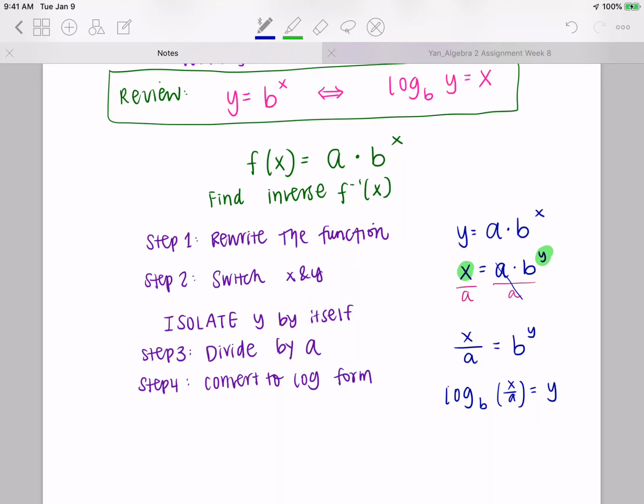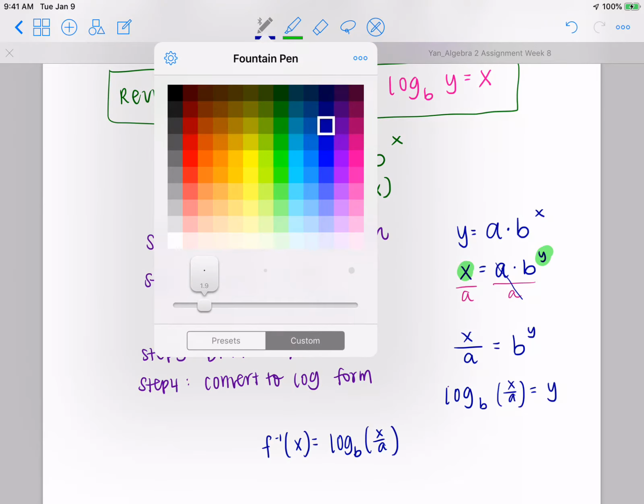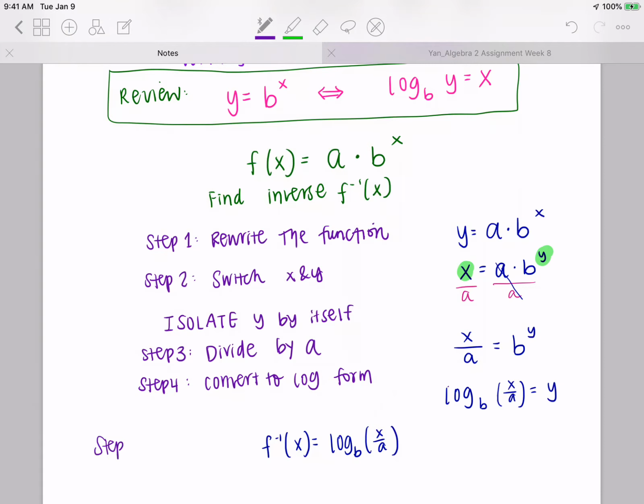Now that y is standing by itself, our final answer, put it back into f inverse of x equals log base b of x over a. And that would be our step 5. Rewrite as f inverse of x. So that's our final answer.